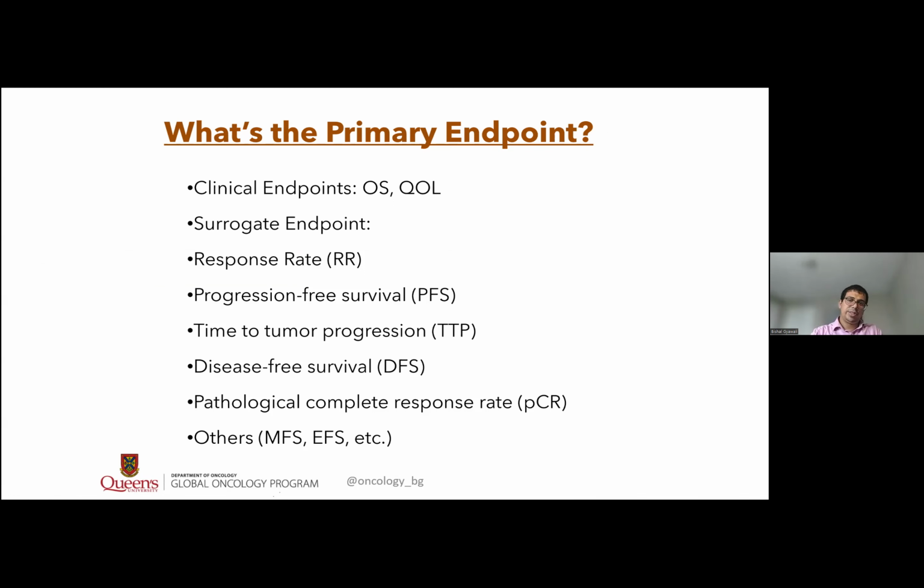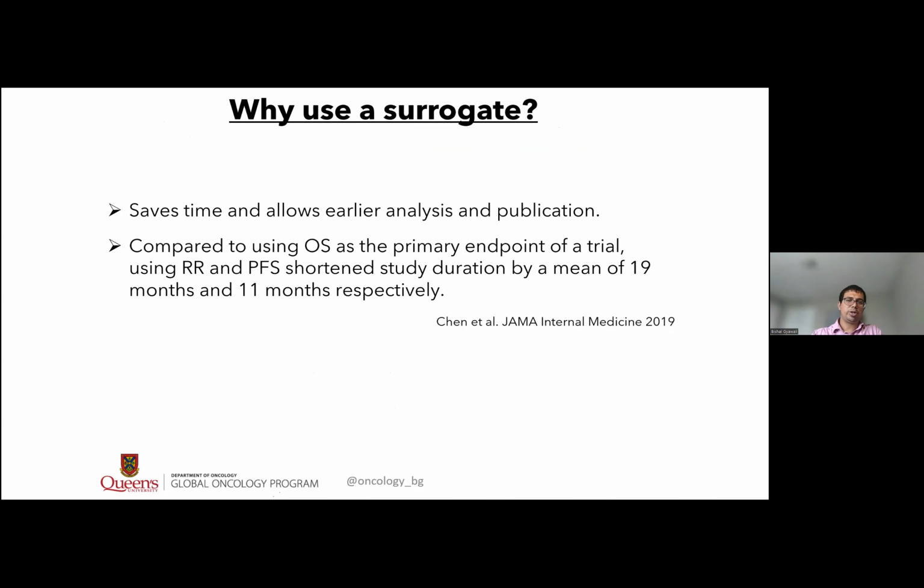Okay, next, after seeing the control arm and after looking at what post-progression treatment people are getting, the other question to ask is what's the primary endpoint of the trial? And the thing to remember here is how long we can live and how better we can live. These are measured by overall survival and quality of life. So these are the clinical endpoints. Anything else are surrogate endpoints like response rate, progression-free survival, disease-free survival, and so on. These are supposed to stand in for survival and quality of life. These are supposed to predict survival and quality of life. These are not clinical endpoints in themselves.